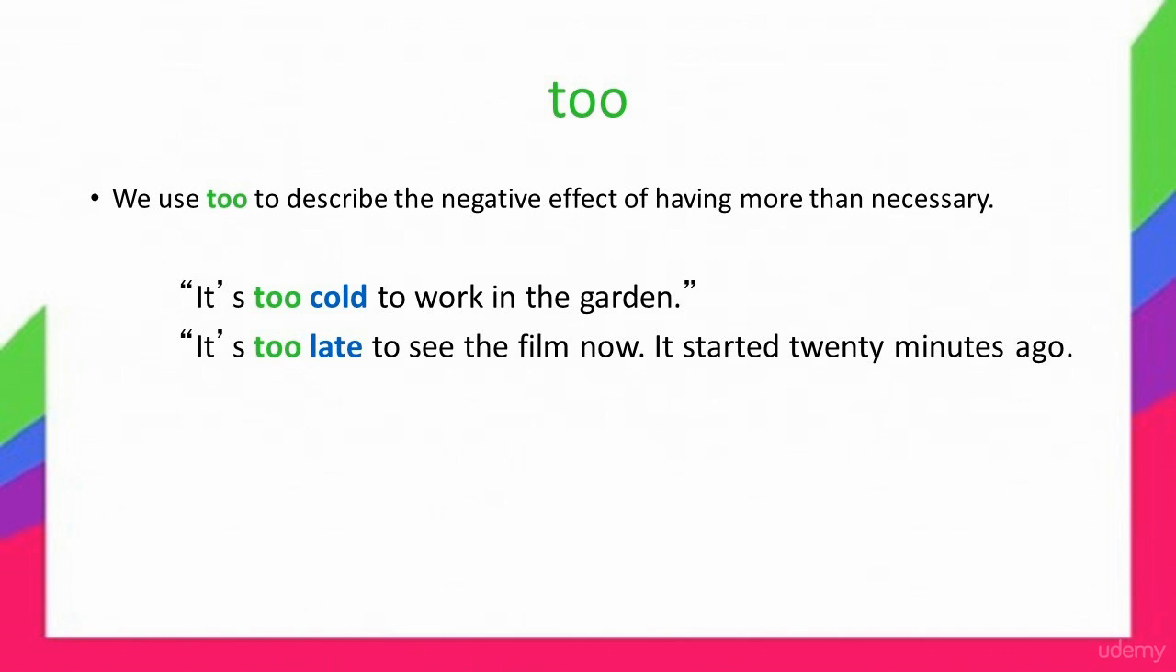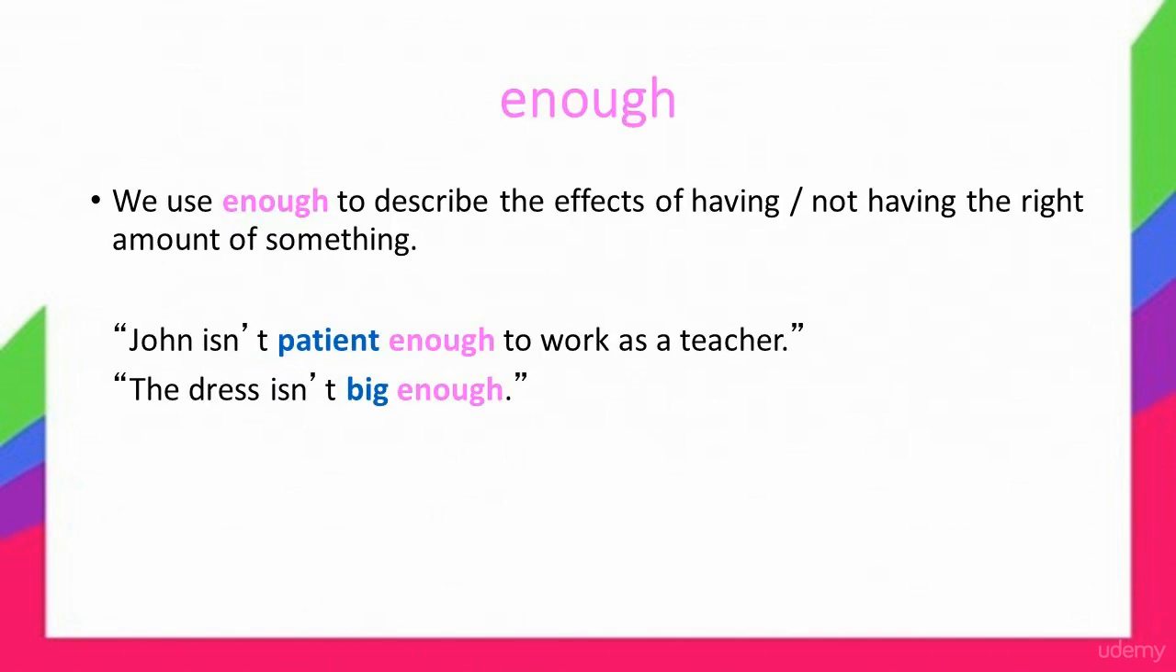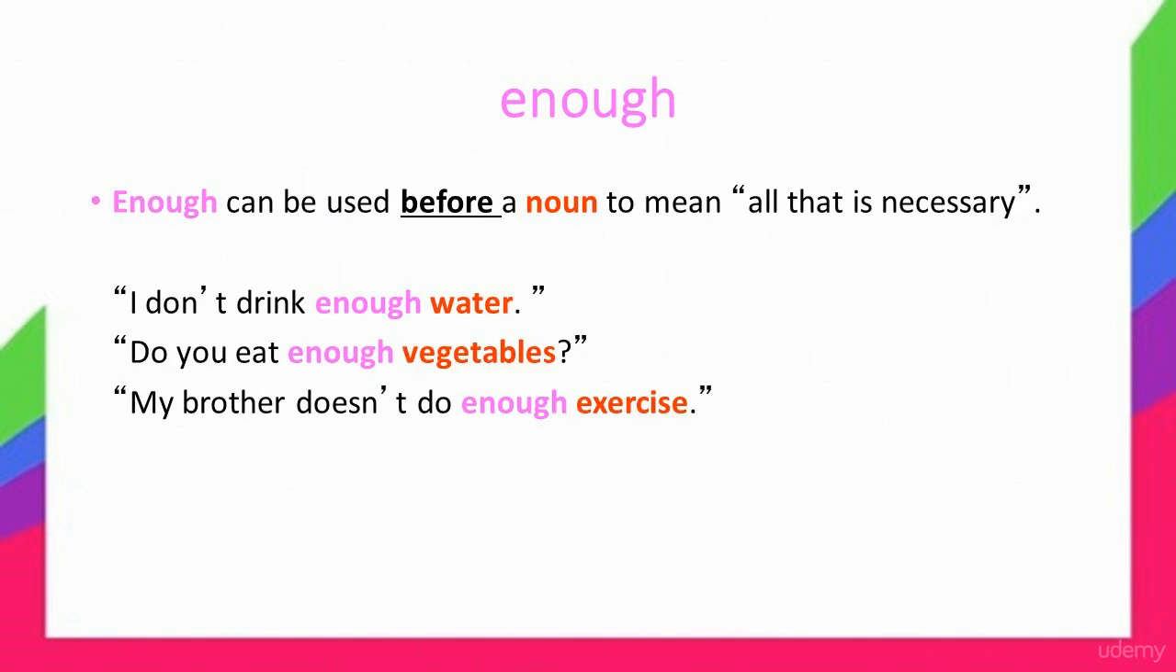We use enough to describe the effects of having or not having the right amount of something. John isn't patient enough to work as a teacher. The dress isn't big enough. Enough can also be used before a noun to mean all that is necessary. I don't drink enough water. Do you eat enough vegetables? My brother doesn't do enough exercise.